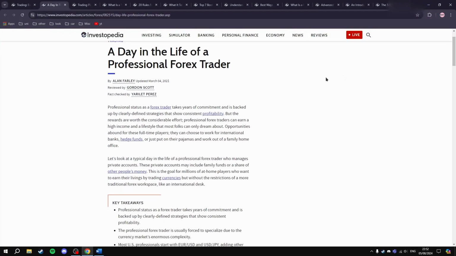Professional status as a Forex trader takes years of commitment and is backed up by clearly defined strategies that show consistent profitability. But the rewards are worth the considerable effort. Professional Forex traders can earn a high income and a lifestyle that most folks can only dream about. Opportunities abound for these full-time players. They can choose to work for international banks, hedge funds, or just put on their pajamas and work out of a family home office.